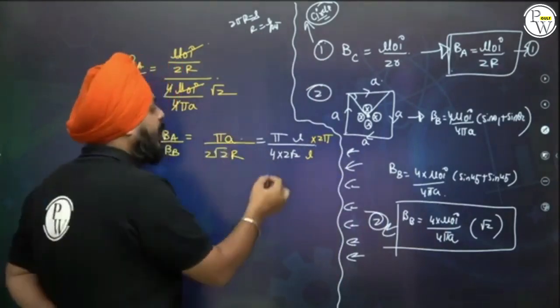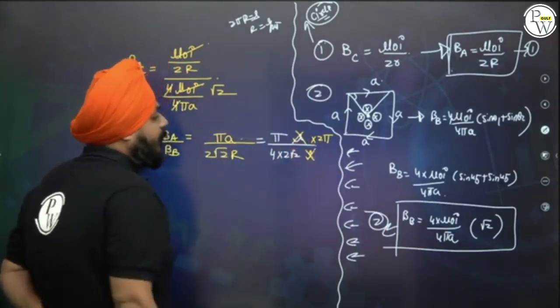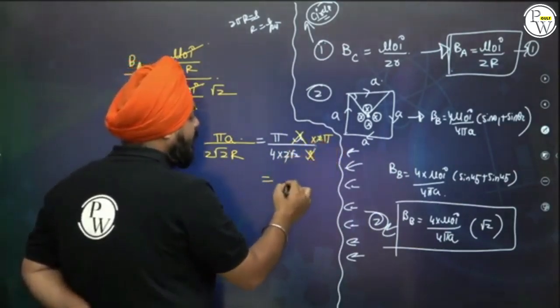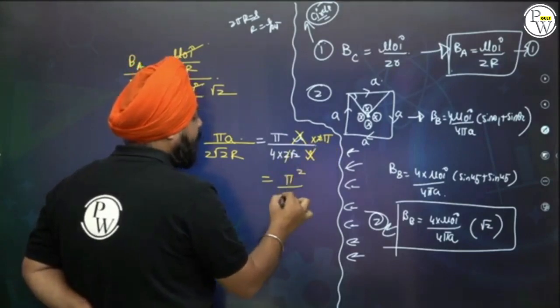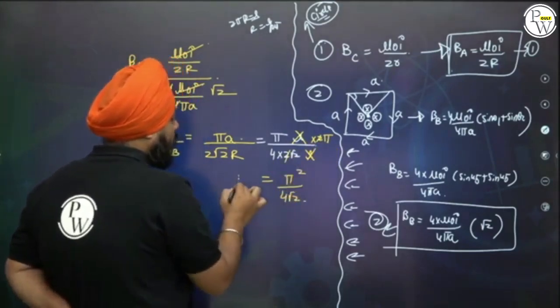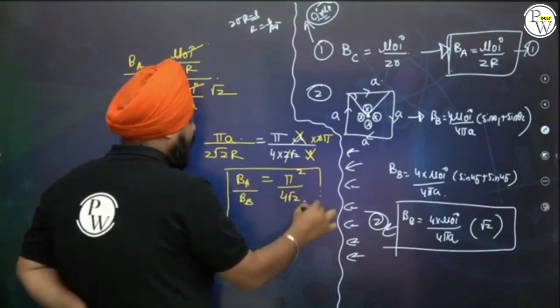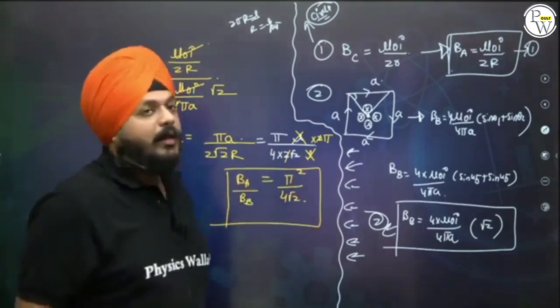R in terms of L, so that easily we can cancel out the effect, right? So this is again 2 will get cancelled. So it's pi square whole divided by 4 root 2. This is the ratio of the magnetic fields at the centers of the square and the circle.